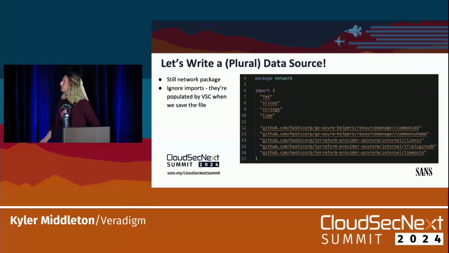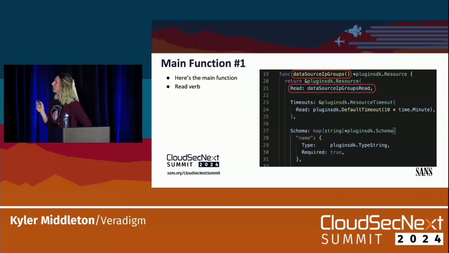So let's write a plural data source. This is all basically the exact same. We're still in the network package. We need a couple of extra things like slices and strings because we're going to modify some data as we go. Visual Studio Code adds this all for you, so I don't care, you shouldn't care. It gets added at the top when you call these functions. The main function, again, we just added an S, not very complicated.